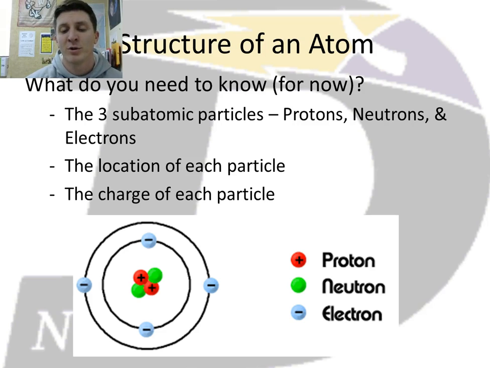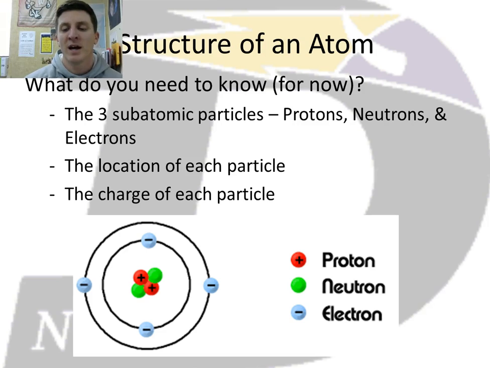If we look at protons, protons are located in the center of an atom. We call that center the nucleus. The nucleus is made of 2 things. Protons is the first one. Proton has a charge that is positive. So to answer the questions, protons are located in the nucleus or center of the atom, and they have a positive charge. That's essentially all you need to know for protons.